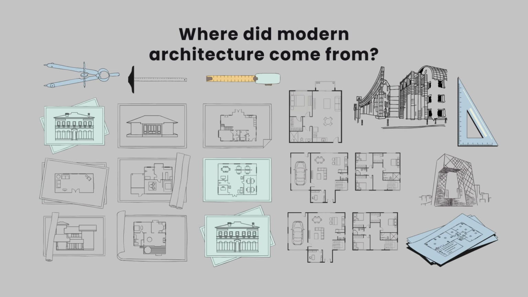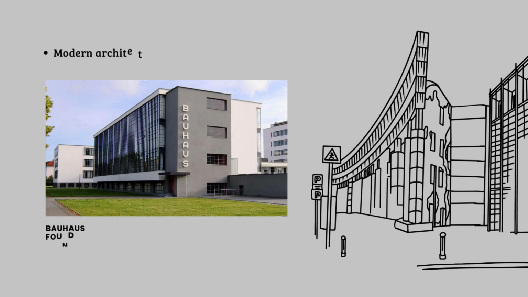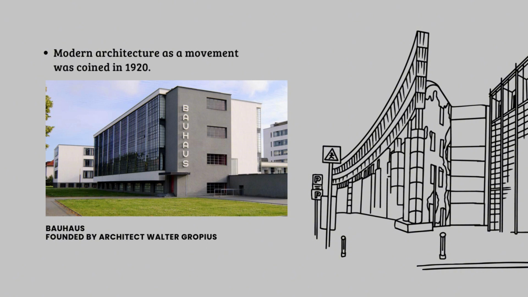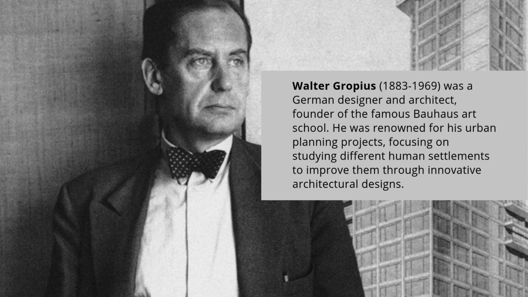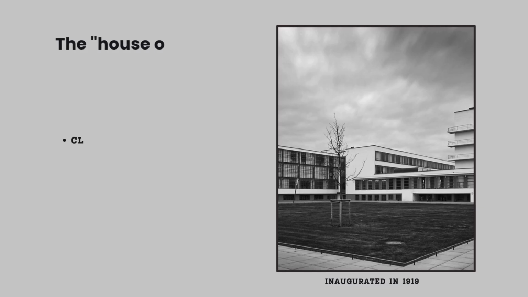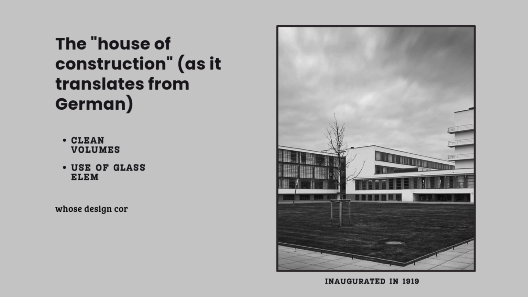Modern architecture as a movement was coined in 1920, thanks to the Bauhaus, the building of the German School of Architecture, Design and Art, founded by architect Walter Gropius, and inaugurated in 1919. The House of Building, as it translates from German, is considered a purely modernist work, with its clean volumes and use of glass, where the design corresponded solely to the interior function of the building.